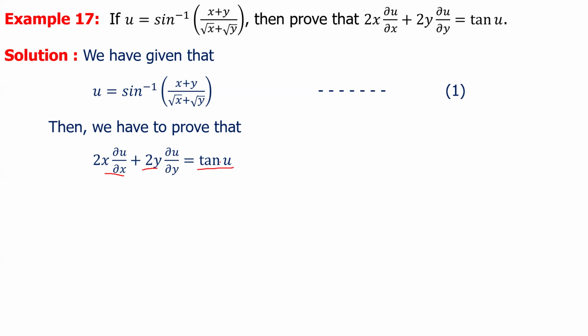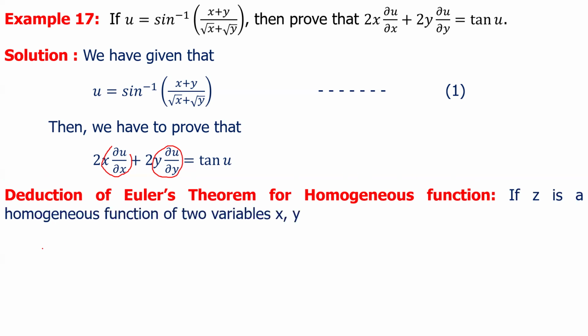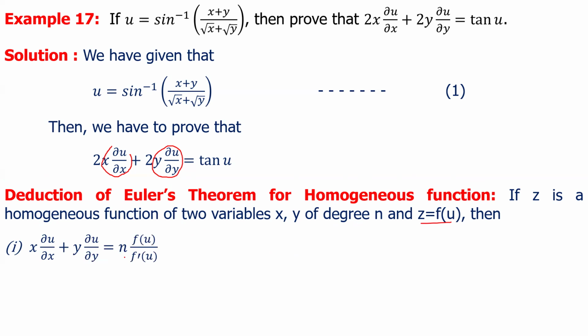Now, we already know that if the term x del u del x plus y del u del y comes up, then we always use Euler's theorem or the deduction of Euler's theorem. So here we use the deduction of Euler's theorem for homogeneous functions. If z is a homogeneous function of two variables x, y of degree n and z is equal to f of u, then x del u del x plus y del u del y is equal to n f of u upon f dash of u. F dash of u is nothing but the derivative of f of u.